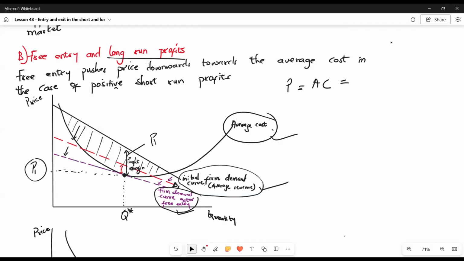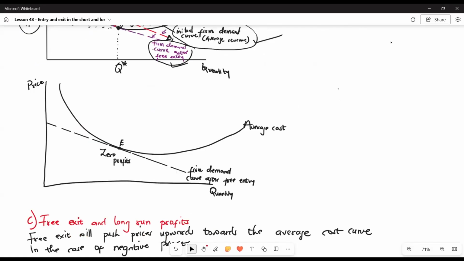So free entry into the market is going to push the demand curve downwards and downwards until the long run profit is zero. We can see this properly on this curve, where the average cost curve is tangential to the firm's demand curve, and the existing firms are now earning zero profit.